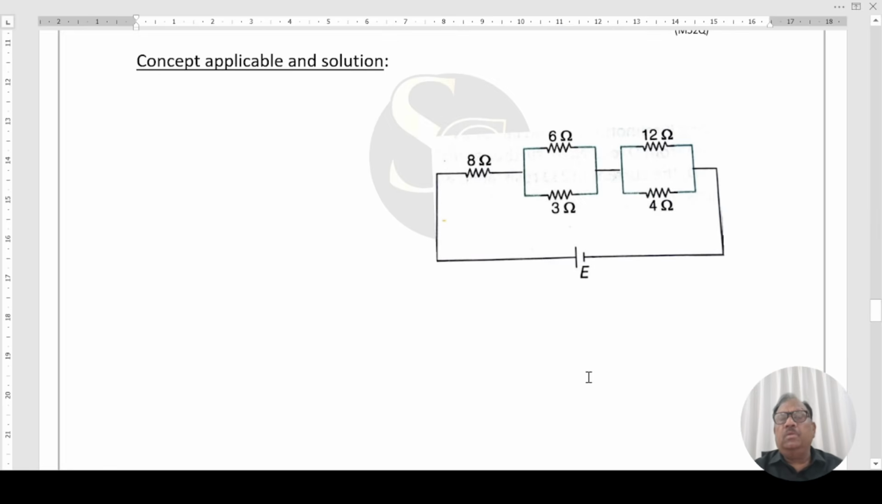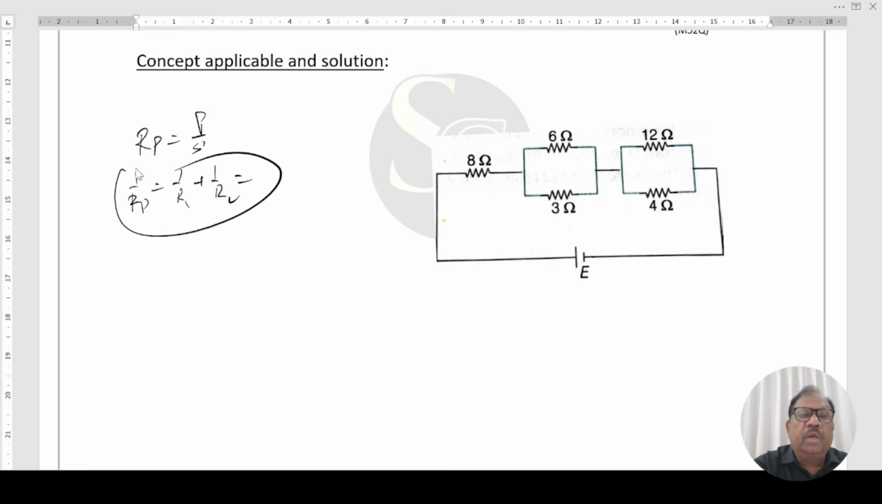Concept applicable and solution. You know, RP is product upon sum. That is 1 over RP equal to 1 over R1 plus 1 over R2. From this, we get product of resistances divided by the sum of resistances.